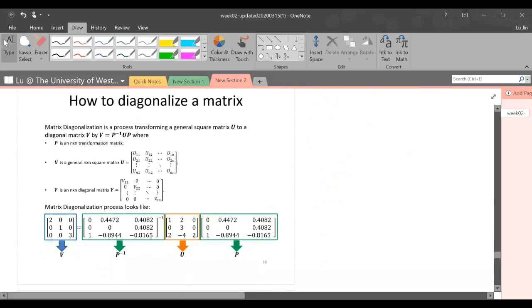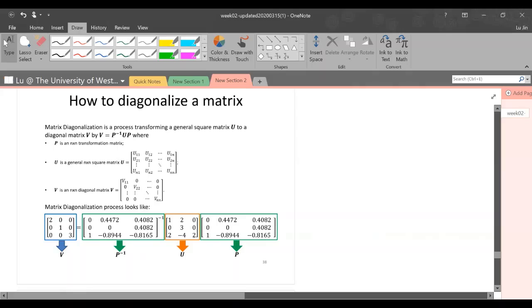Matrix diagonalization is a process transforming a general square matrix U to a diagonal matrix V by V equal to P inverse by U by P. Actually this slide and also the next slide are introducing some fundamental mathematical knowledge. Not full knowledge, just some relevant knowledge points which can help you to solve the question, okay? So V is a diagonal matrix, U is a general square matrix. P inverse and P are just the transformation matrices, okay?